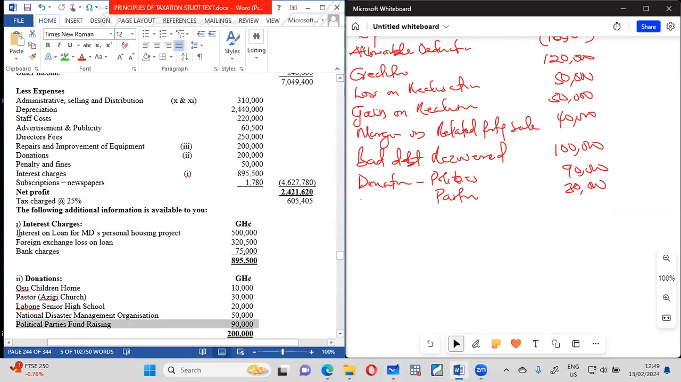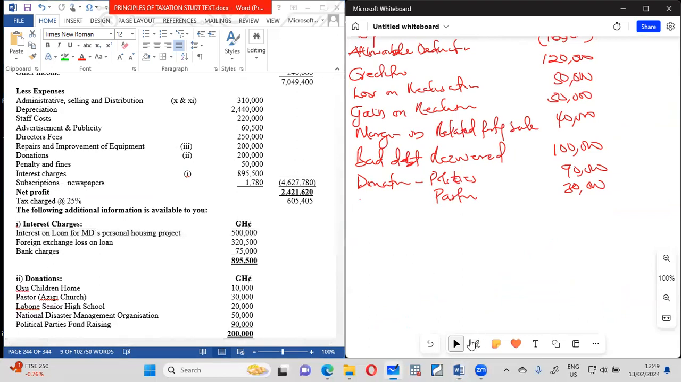Then the personal one. Okay, so interest on personal. You see, Section 10 says that any interest that you incur because you borrowed money to foster your business is an allowable deduction. That's Section 10. And this one, they borrowed from outside Ghana and they are also incurring an exchange loss. So that one too is an extra deduction.